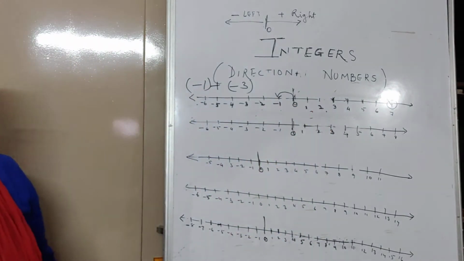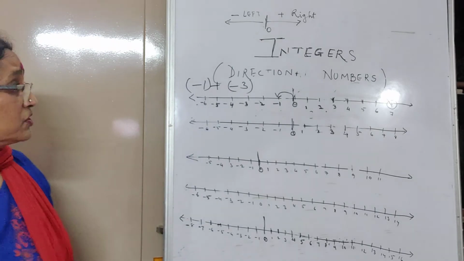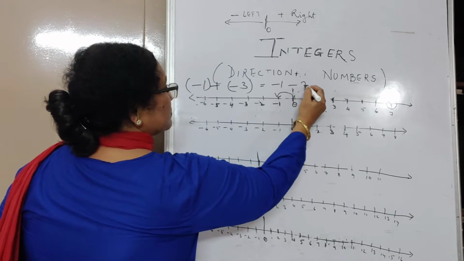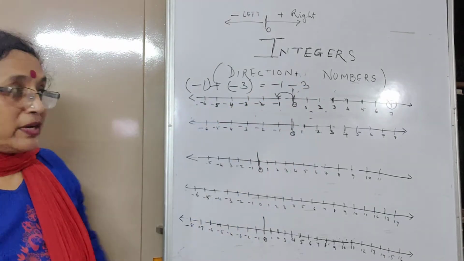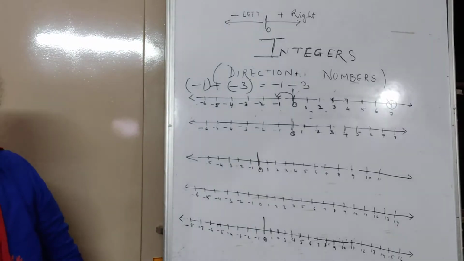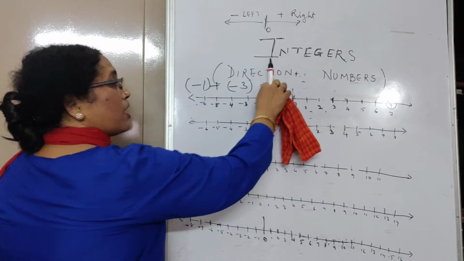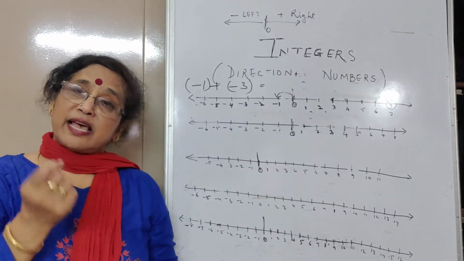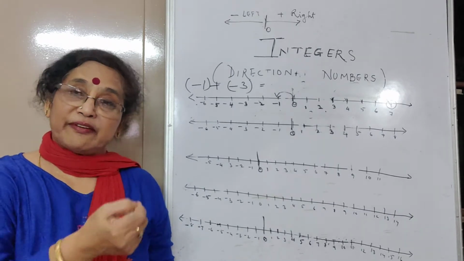Now minus 1 plus minus 3. Children, that is the same as writing minus 1, minus 3. But anyway, this will come later, so let us not confuse it. So we're adding two negative numbers. That means we are going in the same direction, but this time, since there is a negative sign in front of the number, we are moving to the left.